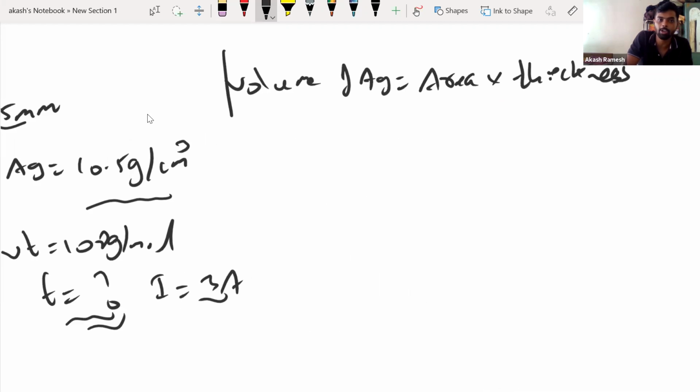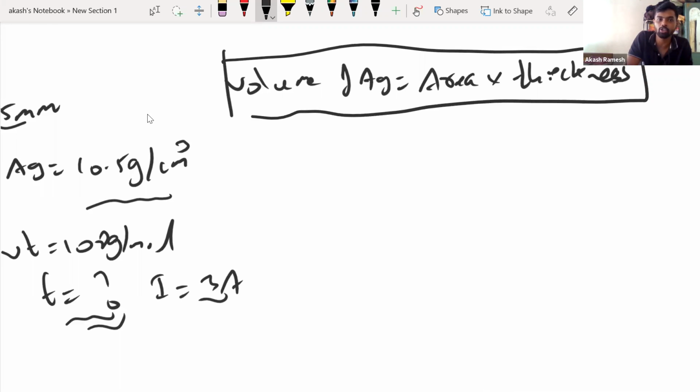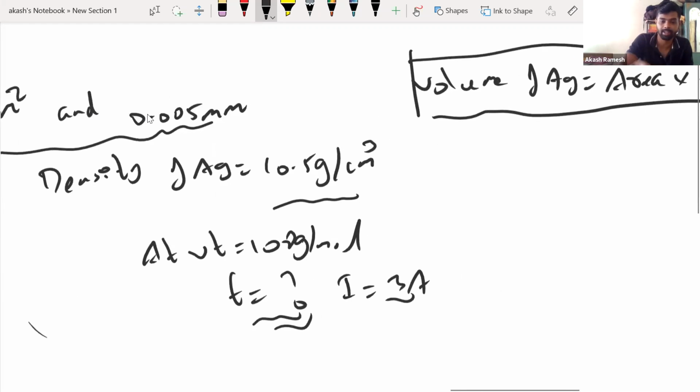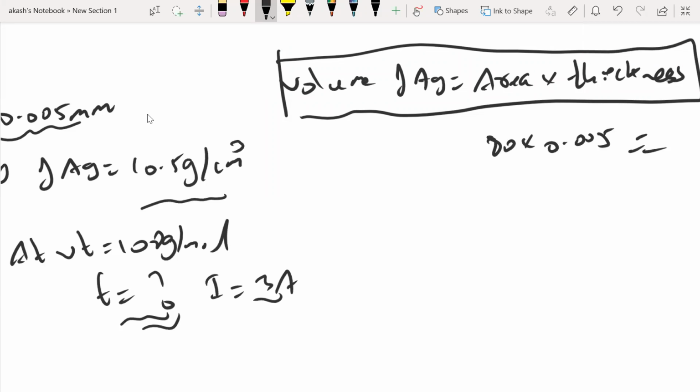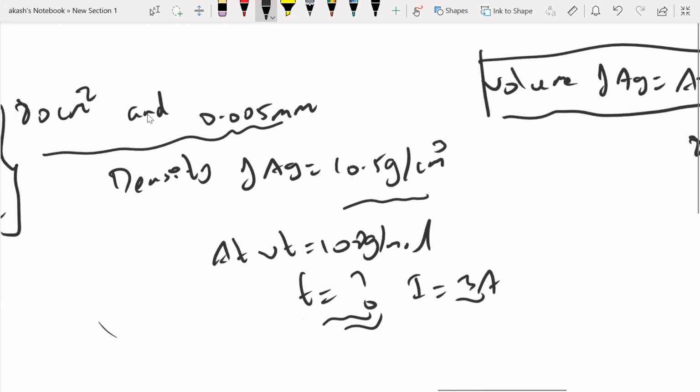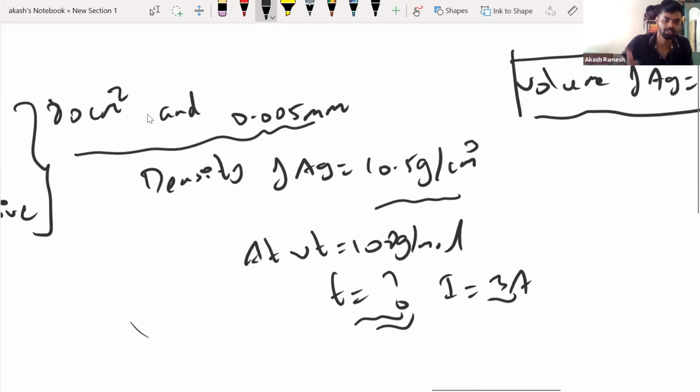Hope you all know this, right? Volume is equal to area into thickness, right? But if you multiply 80 into 0.005, is it correct? No, sir. Why is it not correct? The thickness is 0.05 millimeter, right? You have to convert this into centimeter.